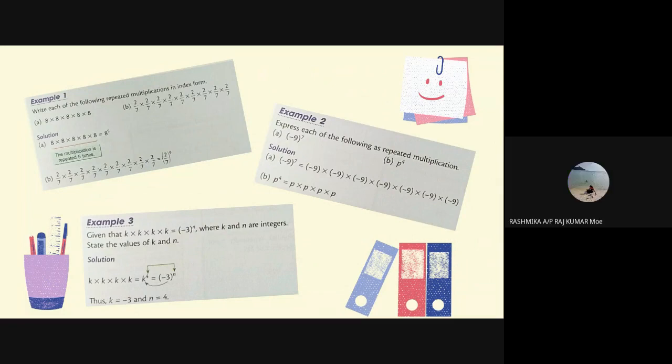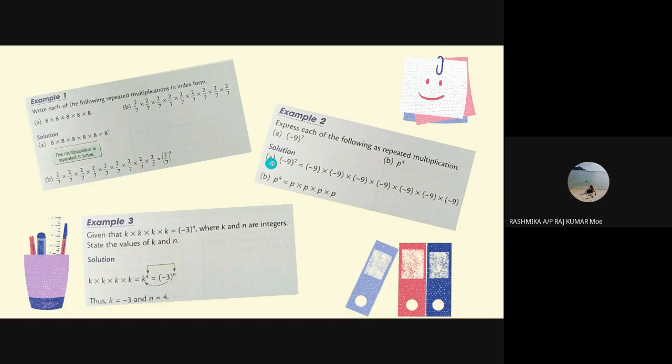Here are a few examples. Example 1. Write each of the following repeated multiplications in index form. As we can see in question A, 8 times 8 times 8 times 8 times 8. Since the multiplication is repeated 5 times, it will be 8 to the power of 5. For question B, since 2 over 7 is multiplied 9 times, it will be 2 over 7 to the power of 9. For example 2, express each of the following as repeated multiplication.